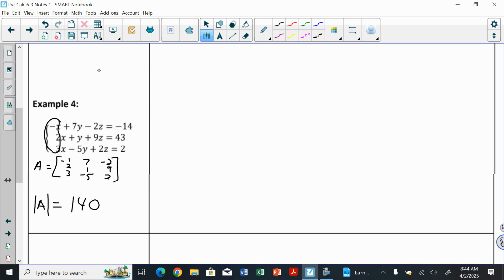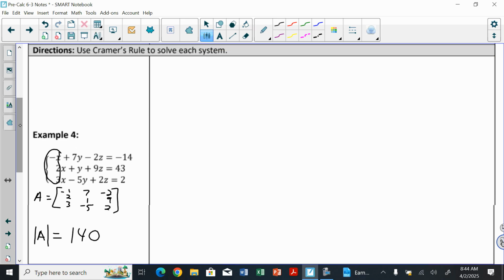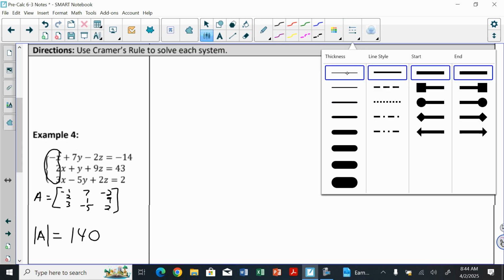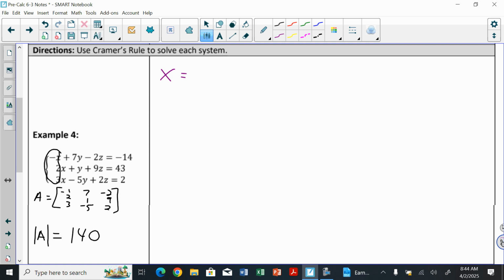Okay, so now we got a lot of work to do with our X's and our Y's. So let's start going with X first. Okay, so X. Remember, my X coordinates, these are the ones I'm going to replace. Replace that whole column with these numbers right here. So my new one is -14, 43, and 2 in the left column. Now the other 2 columns are going to stay the same. 7, 1, -5, and -2, 9, and 2.